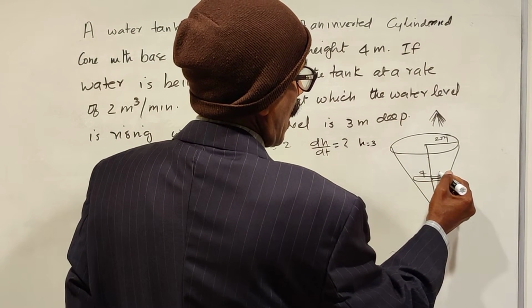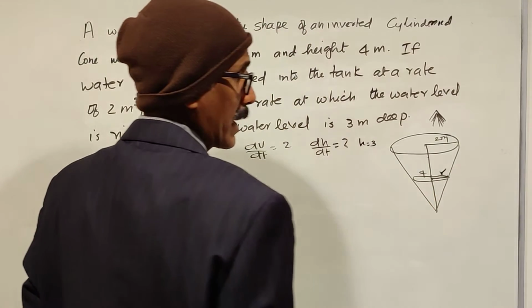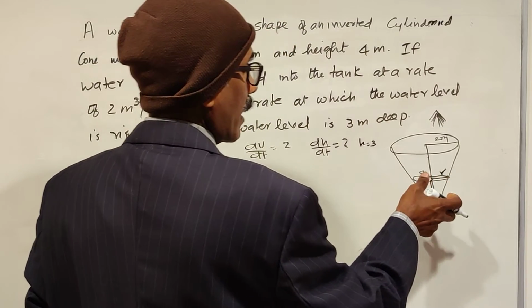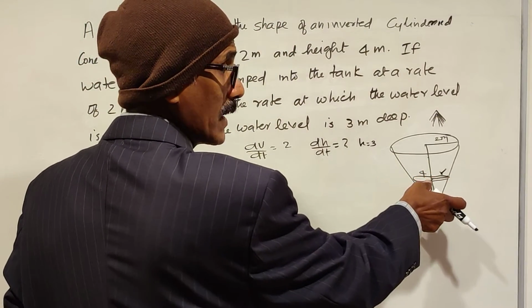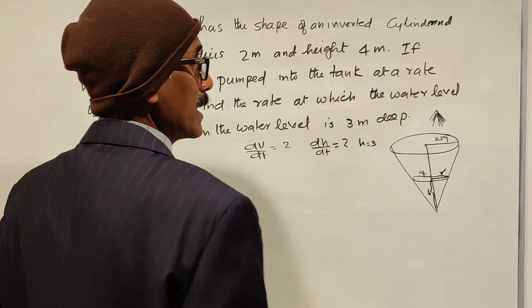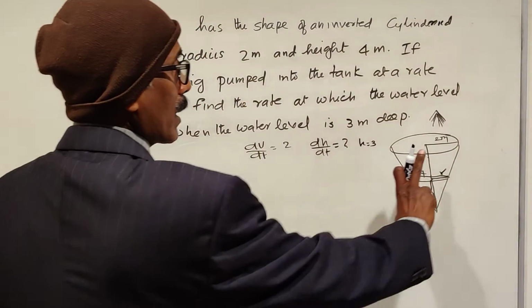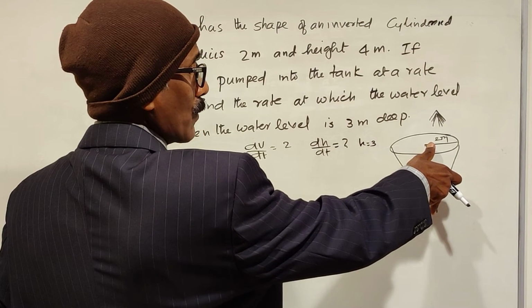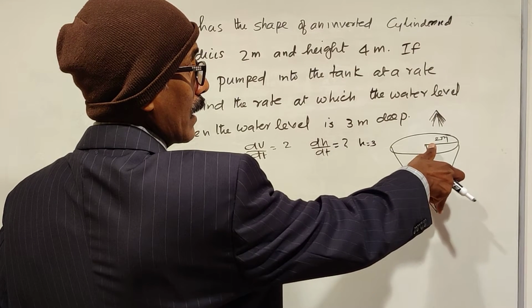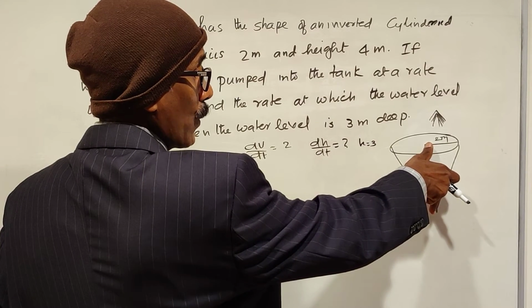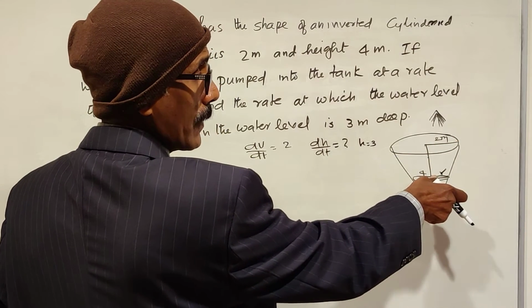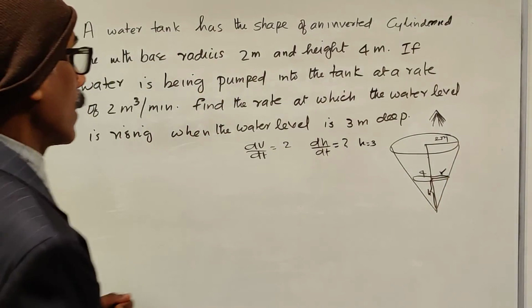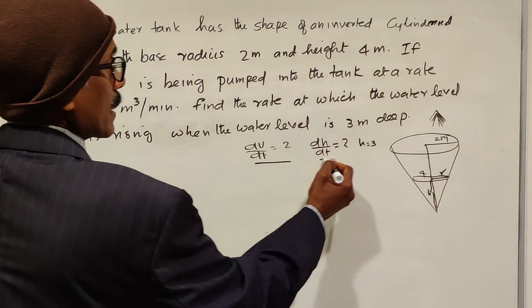See, this one I'm going to call radius R. And this one is H. When the water level is at a height H, the radius of the water level is R. Okay, what is the radius at the height 4? That is 2 meter. What is the radius of the water level when the height is H? That is R. Okay, I hope you understand this.